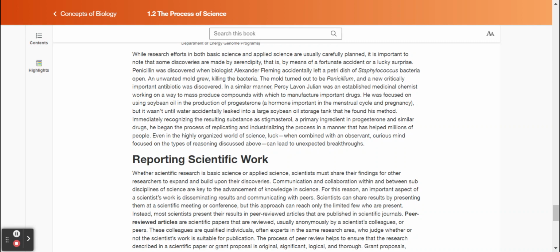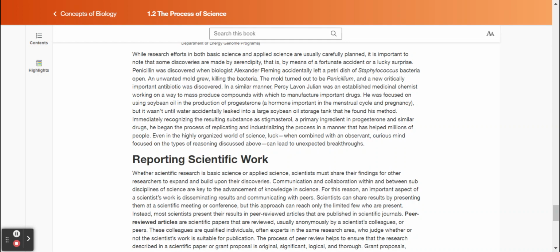The mold turned out to be penicillium, and a new critically important antibiotic was discovered. In a similar manner, Percy Levon Julian was an established medicinal chemist working on a way to mass produce compounds with which to manufacture important drugs. He was focused on using soybean oil in the production of progesterone, a hormone important in the menstrual cycle and pregnancy.